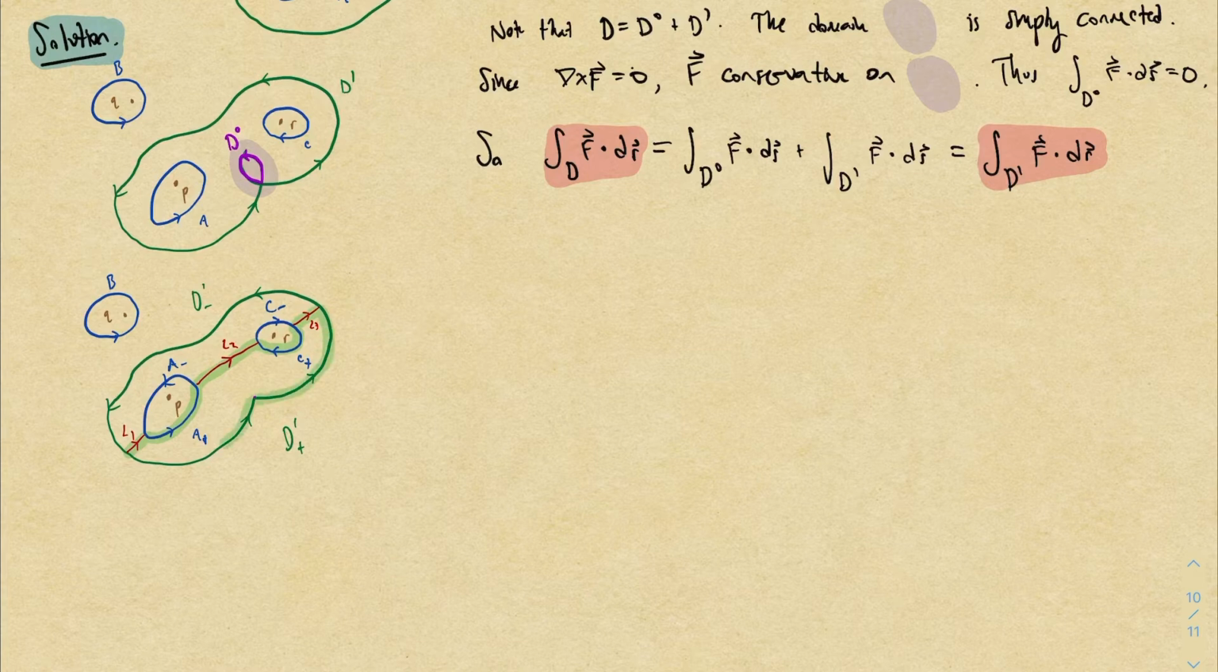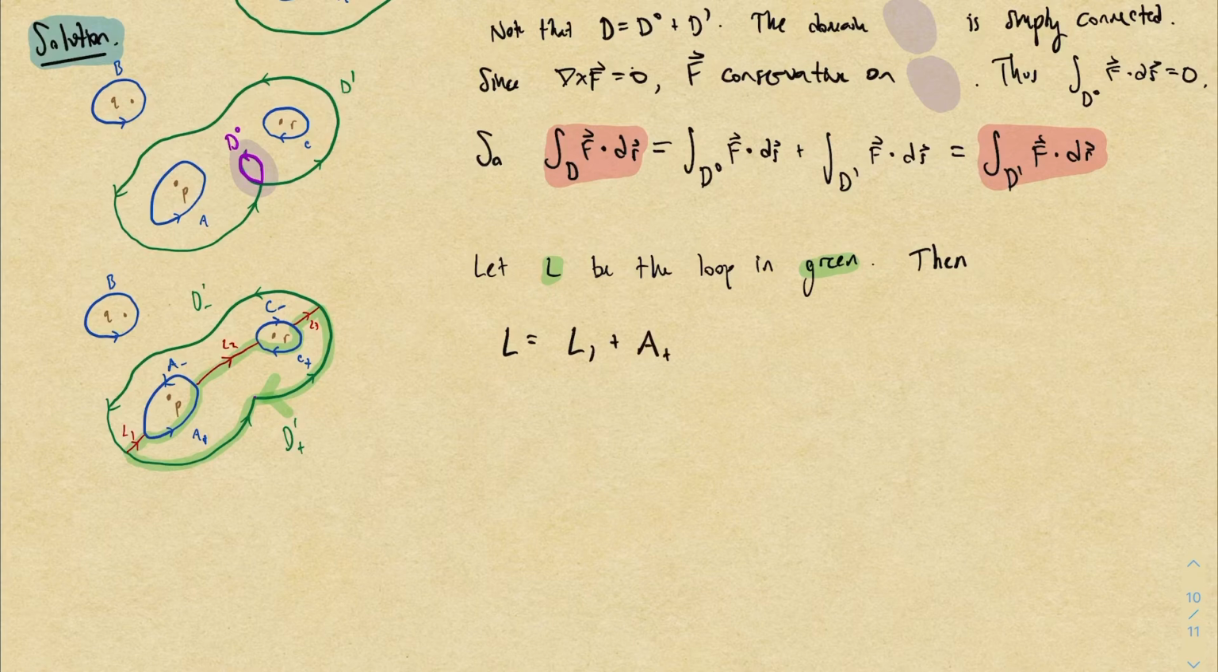One of them is this one in green right here. Let me call this loop L. And using curve arithmetic, we can write down exactly what L is. I follow L1, then I follow A plus, then I follow L2, then I follow C plus, but in the opposite direction of its orientation.